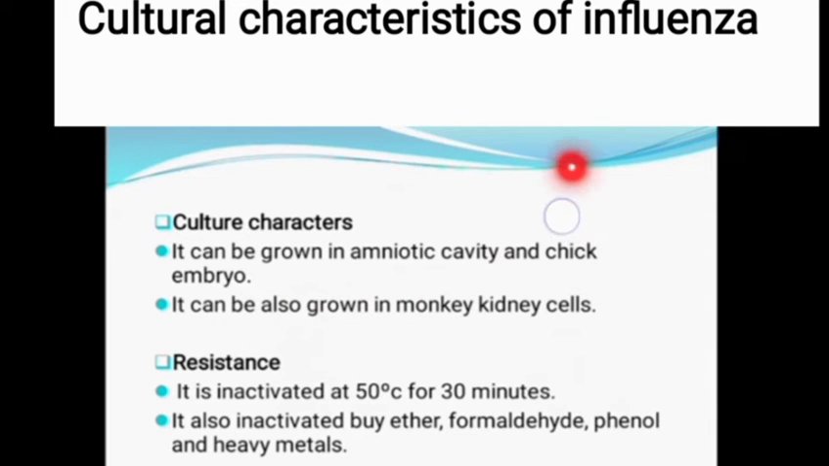So how can we identify the influenza virus? If the minimum amount of influenza virus appears in the blood or any culture, then we go for the cultural determination, and by culture we grow that influenza virus in amniotic fluid and the chick. It can also grow in monkey kidney cells, and it is inactivated at 50 degrees centigrade for 30 minutes. It is also inactivated by ether, formaldehyde and phenol. So these are resistance to this medium.